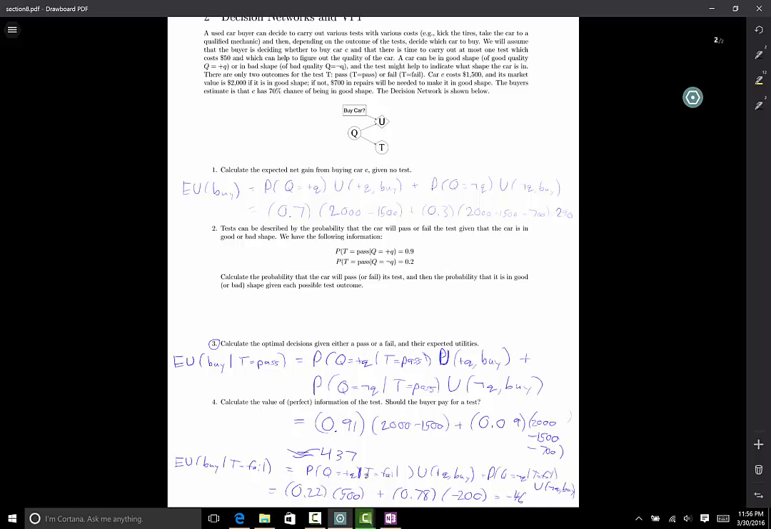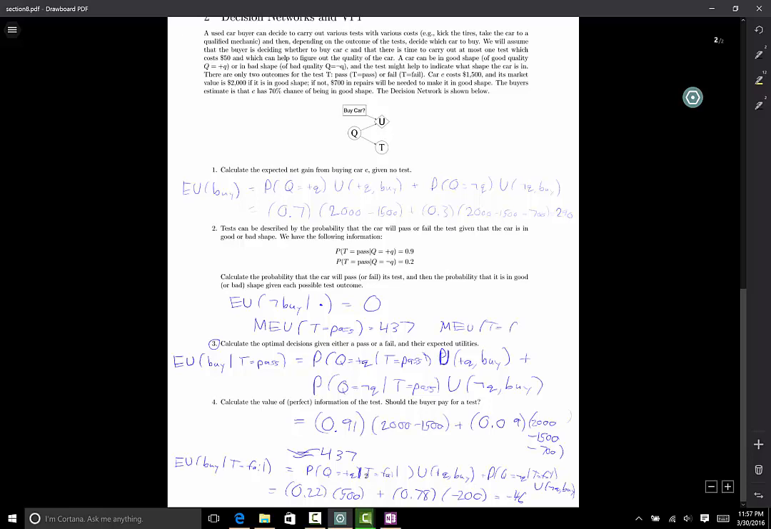They also ask us to calculate for all decisions. So another decision is the expected utility of not buying, given it actually doesn't matter because if we don't buy, then we get 0 utility. So now we know that the maximum expected utility if the test passes is 437 if I buy, and the maximum expected utility if I fail, well, I have two options. I can either get minus 46 if I buy, or I can get 0 if I don't buy. So I'd rather take 0. So those are my MEUs.